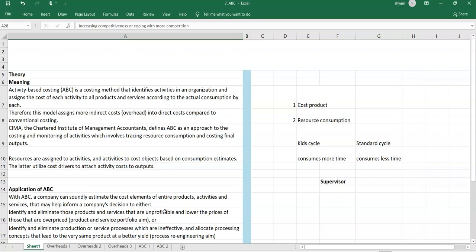So what we'll do is we'll apply these concepts to problems here. The first three problems are about overheads, and then the last two problems are about ABC. These are just small problems, ABC are the lengthier ones. So we'll start from overheads.